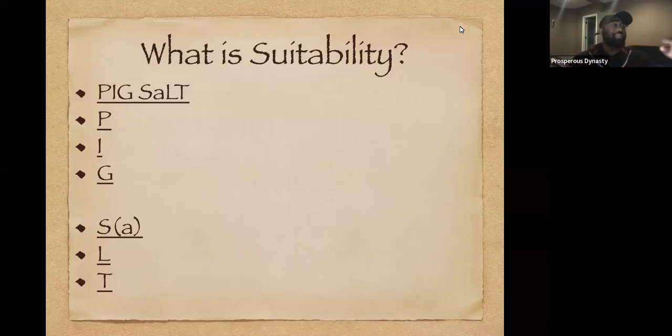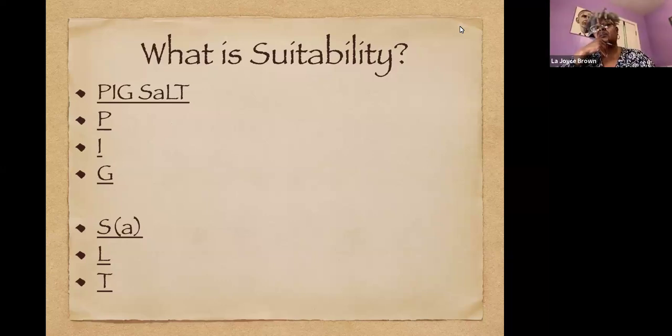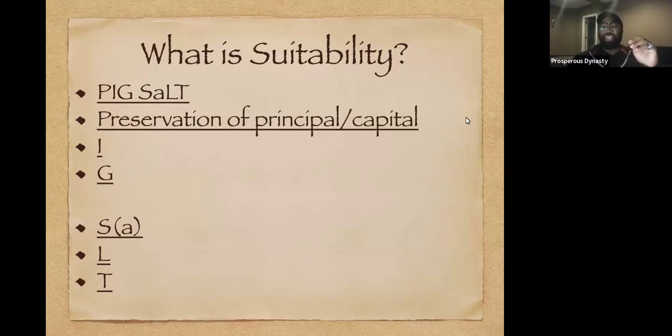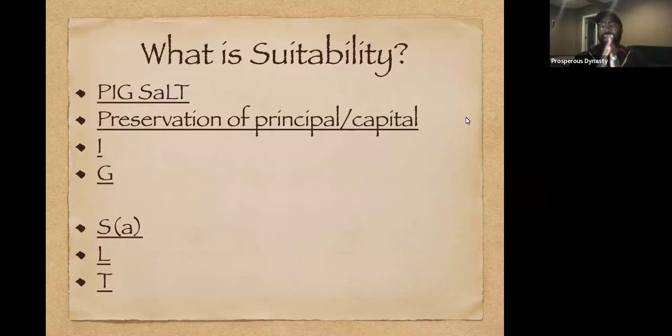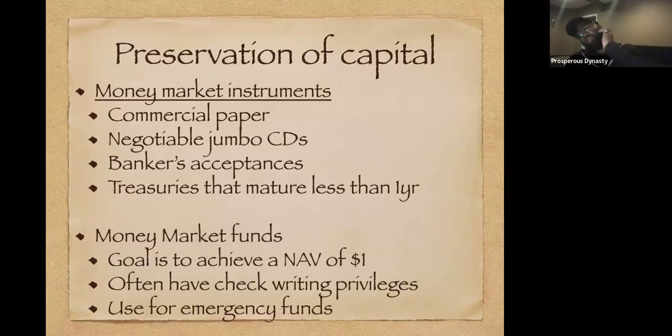So who can guess what the P is in PIG SALT? No takers. Don't worry about it. That's okay. We'll get there. So the P is preservation of principal or capital, right? So you can do anything with my money except for lose my money. I want to make sure that the money I put in is the money I'm going to be able to get out. And we want to say what products will allow for that to be the case. So you're looking at your money market instruments, like you were saying, right?